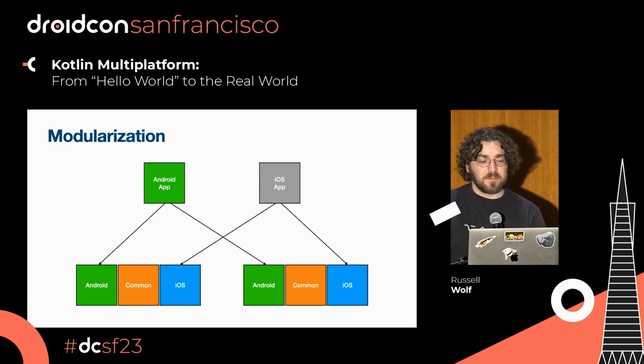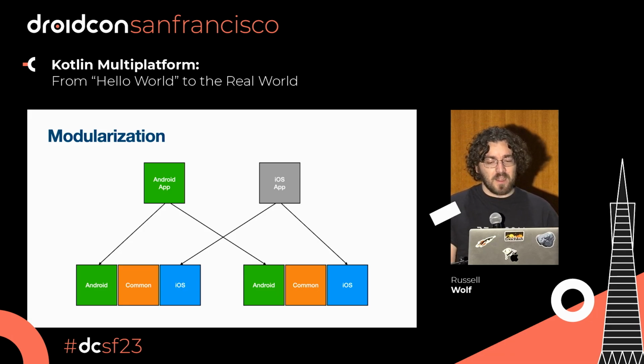Another piece that comes up as apps get bigger in scale is how you modularize. So in Hello World, you're always in one module. When you're in the real world, you're generally building more. And this is one of the pain points in Kotlin Native right now, where when you have multiple modules on iOS, they essentially can't talk to each other.